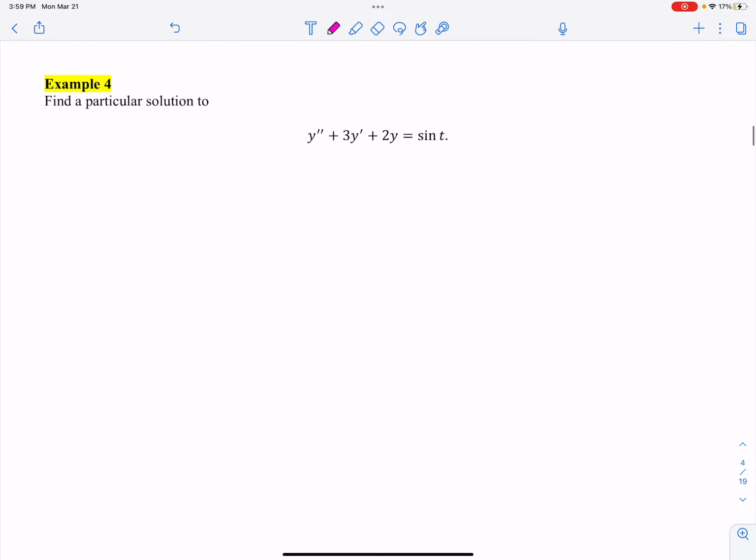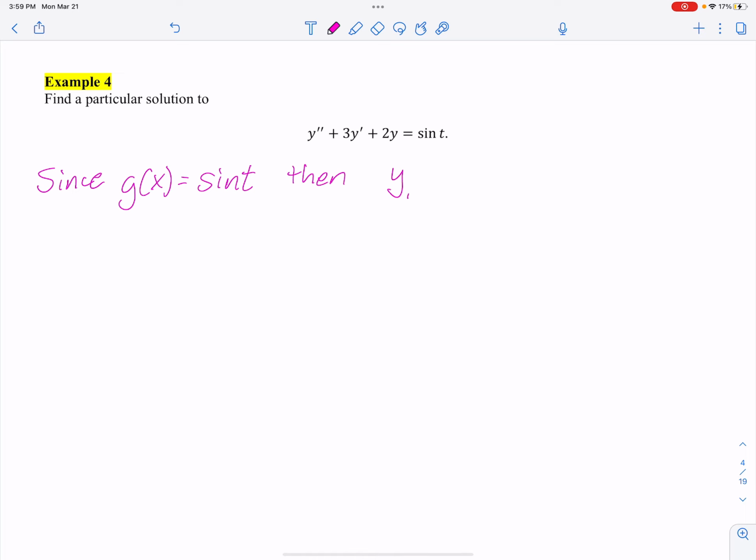All right, let's take a look at our fourth example here. This one we worked out in class. It was pretty gross, so this will be maybe a bit different. What we need to do for our guess is we have a sine. Since g of x is equal to sine of t, then our particular solution we are going to guess is a sine t plus b cosine t.